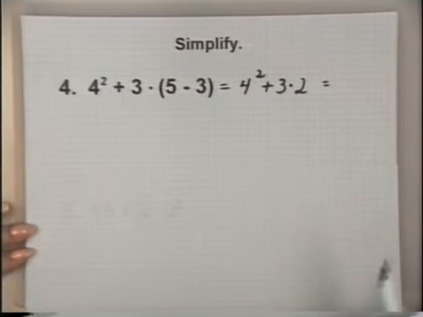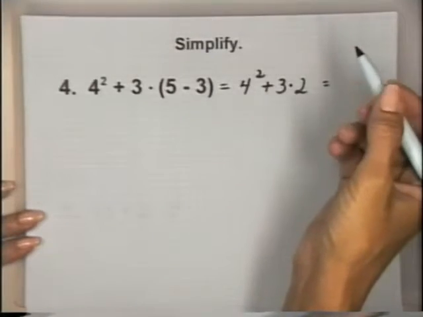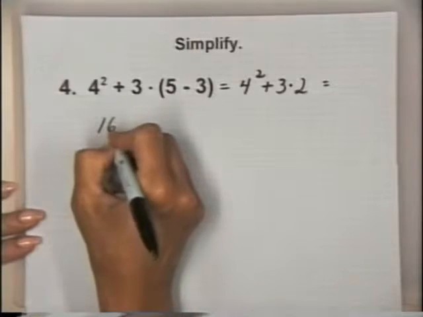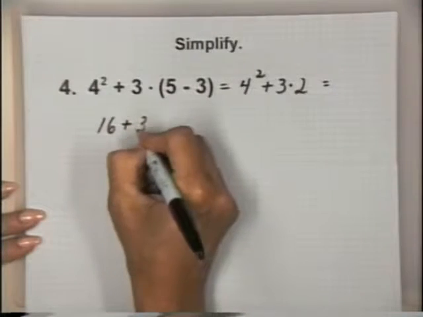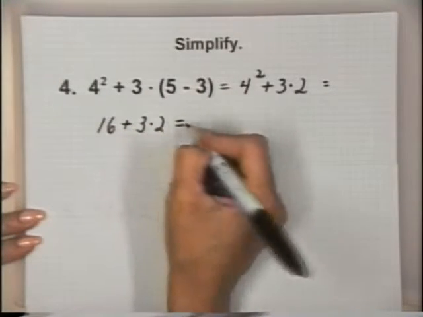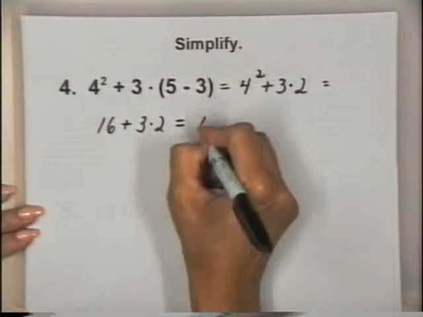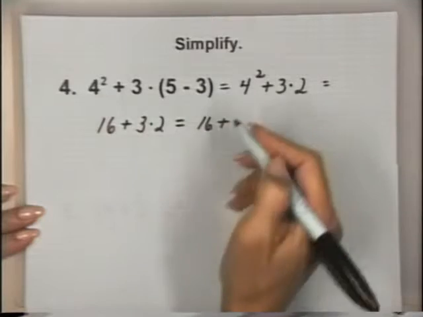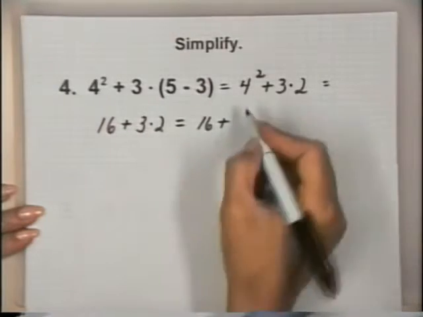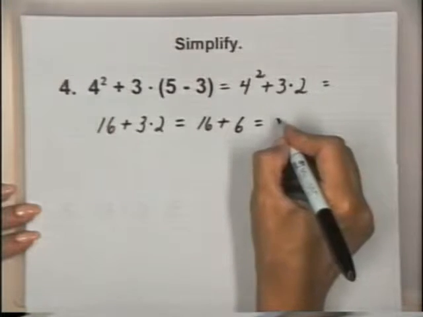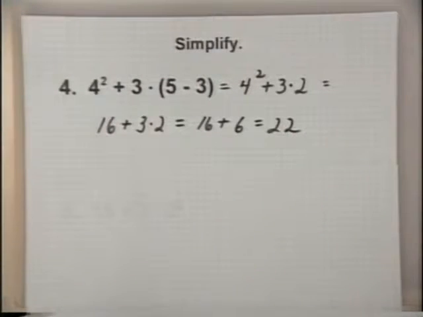Now let's take care of that exponent. 4 squared is 16 plus, let's write the 3 times 2. Now let's take care of multiplication and division. So we'll write the 16, then the plus. We'll say 3 times 2 is 6. And last we need to say 16 plus 6 is 22.